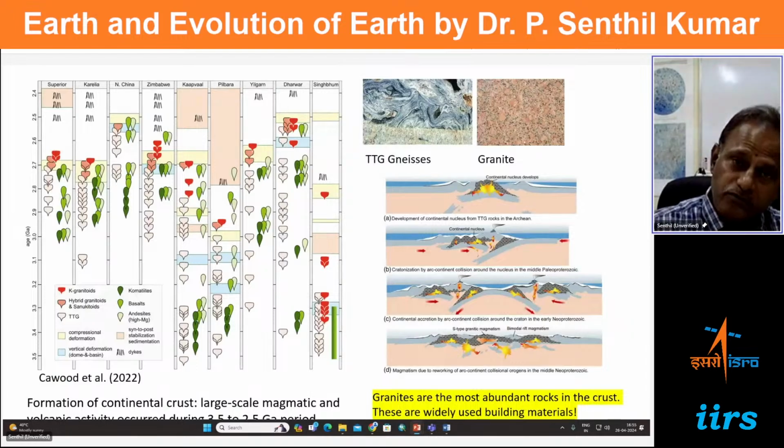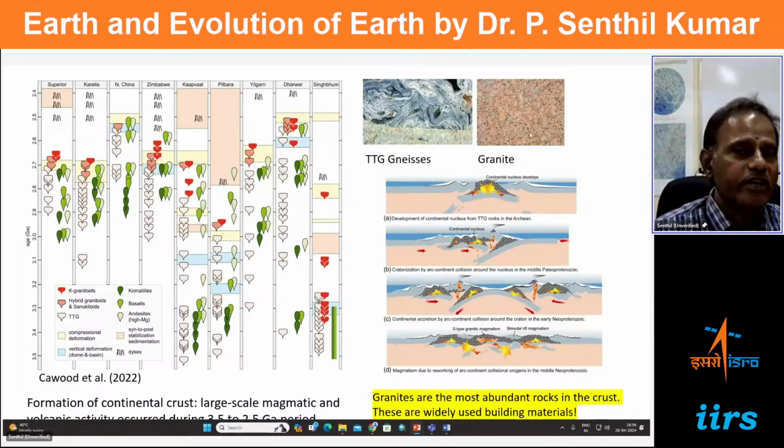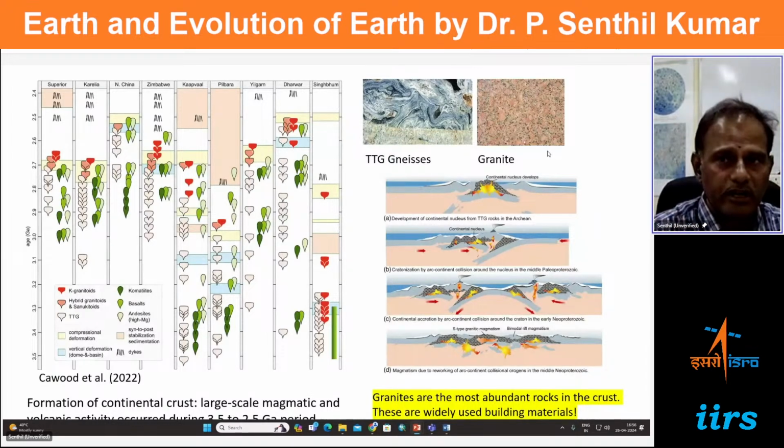The magma comes from the deep interior of the Earth. It comes to the surface, and also to the crustal level. They produce a lot of continental crust, something like this. And granite is a very common rock which formed about 2,500 million years ago. Granite is commonly used as building material. We use it for building and all. All these rocks formed about 2,500 million years ago in the continental crust.